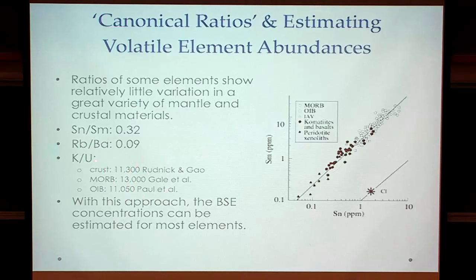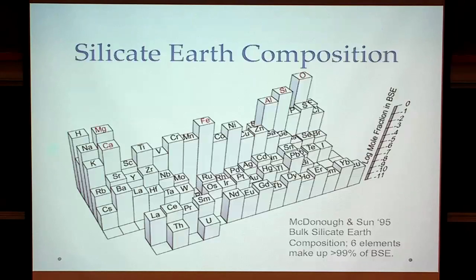So if we know uranium, we can calculate potassium. And using that kind of thing, we can build up the periodic table. I need to go back.